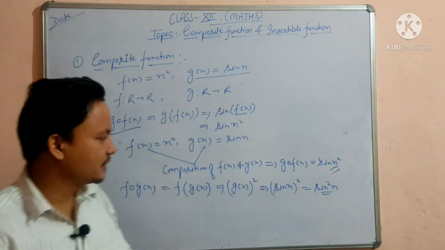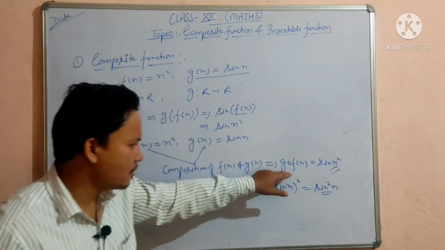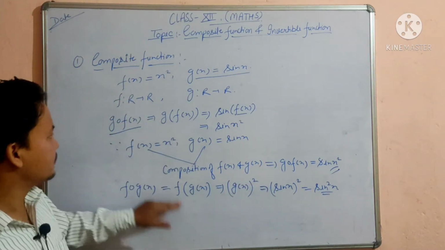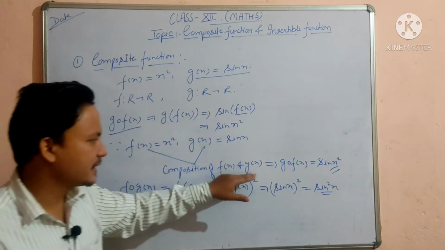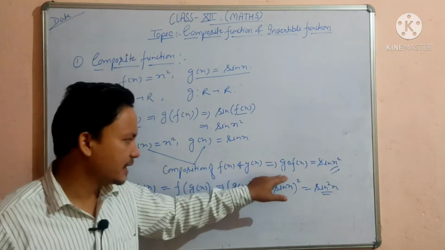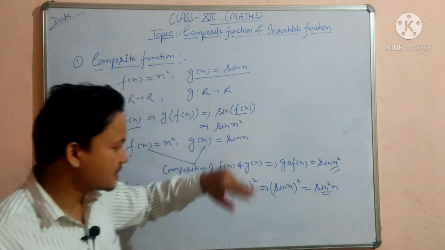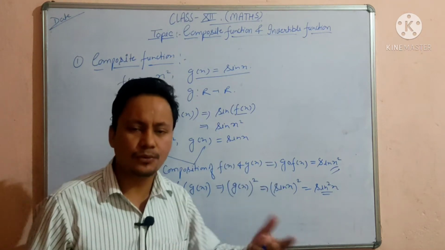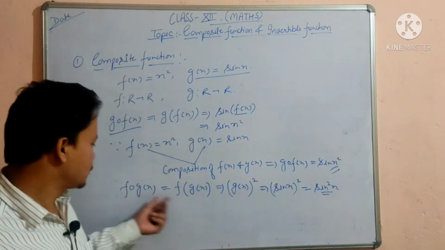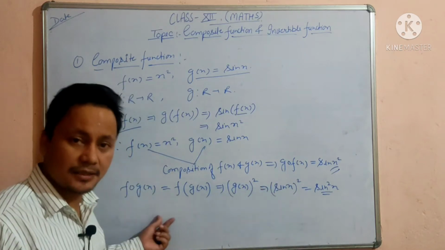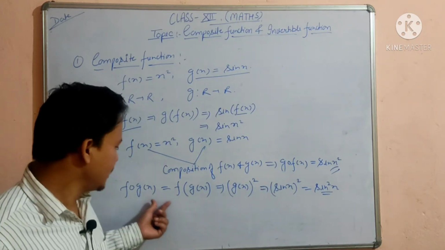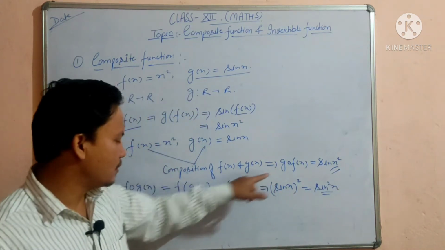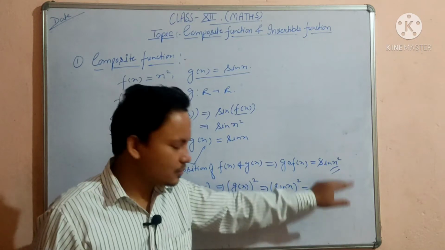So there is a difference between FOG and GOF. Both are compositions, both are composite functions of the functions f(x) and g(x). In the first case, we find GOF and the value of GOF is sin x square, and in the second case, we find FOG, which is the inverse of GOF. Later I will tell you what is an inverse and what is an invertible function. So FOG is the inverse of GOF, but still it is also a composite function, and the value of FOG is sin square x. Now you can check, FOG and GOF both are not equal. So this is the composition.